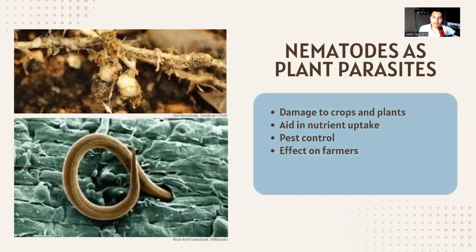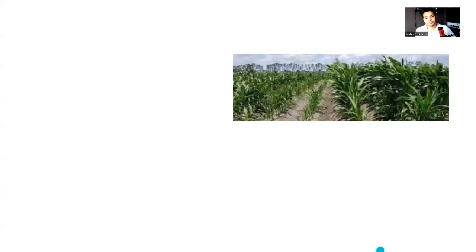Some nematodes are plant parasites, causing damage to crops and plants. They feed on plant roots, reducing crop yields, affecting plant health, and leading to unfortunate economic losses. Some nematodes are beneficial to plants by aiding in nutrient uptake and pest control. So farmers must be able to manage nematode populations to prevent yield losses and maintain soil health. Strategies include crop rotation, cover crops, soil amendments, and the use of resistant crop varieties.